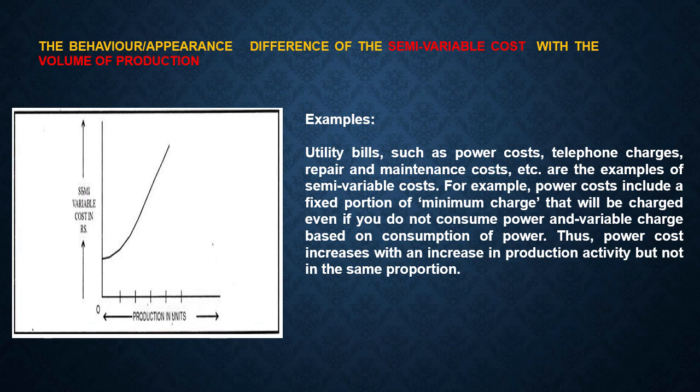These are examples of semi-variable cost. For example, power cost includes a fixed portion of minimum charge that will be charged even if you do not consume power, and a variable charge based on consumption of power. Thus, power cost increases with an increase in production activity but not in the same proportion. So that's the appearance of semi-variable cost with respect to the volume of the production.